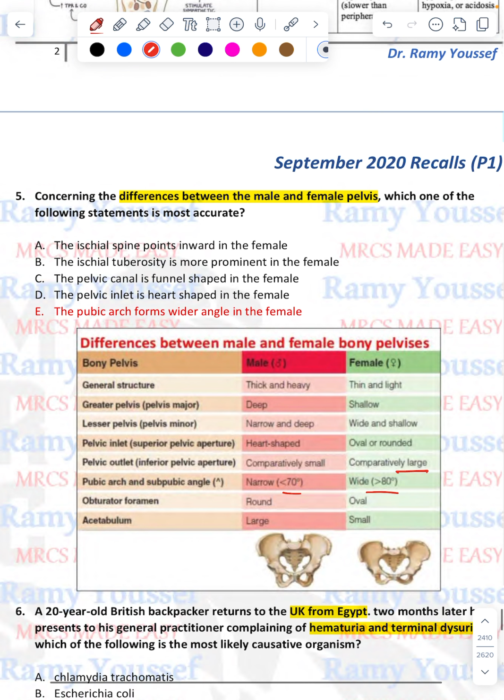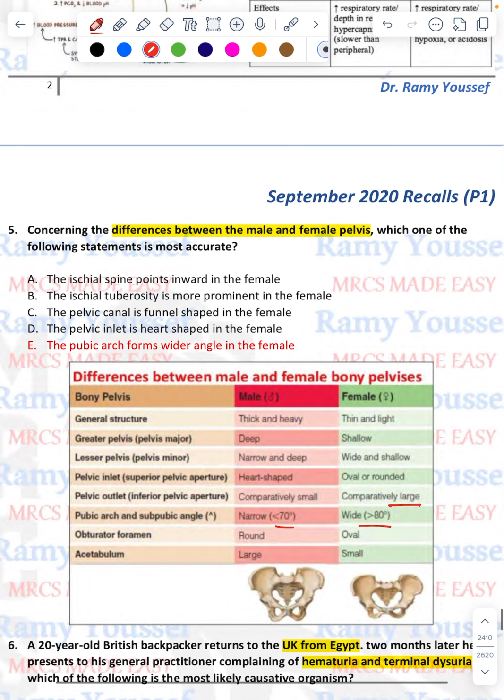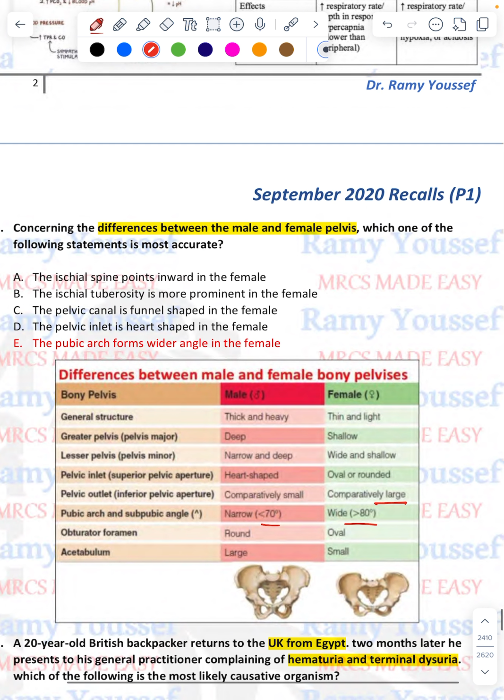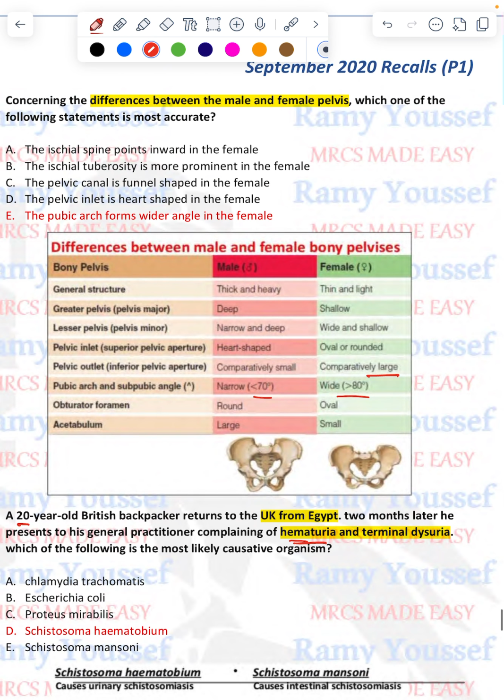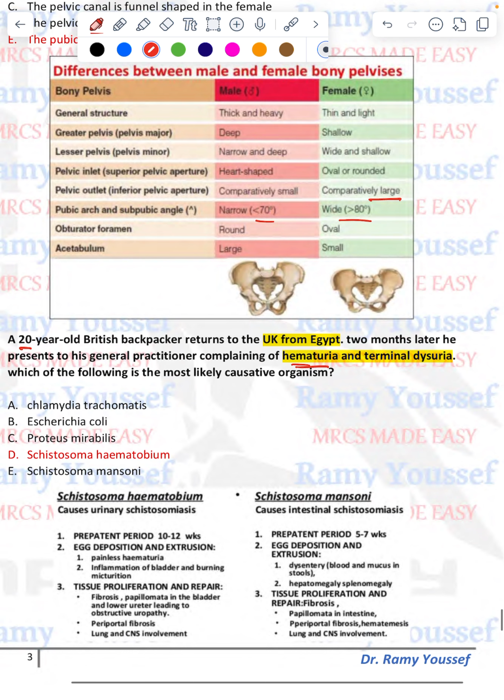A 20-year-old British backpacker returns to the UK from Egypt. Two months later, he presents to his general practitioner complaining of hematuria and terminal dysuria. This age is just 20 years. Which of the following is the most likely causative organism? So most common is E. coli, but let's see. Pre-patent period is 10 to 11 weeks, egg deposition and extrusion. Schistosoma haematobium causes disease of the urinary system. So this is schistosoma.